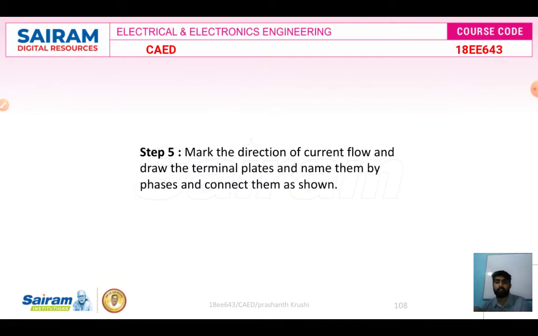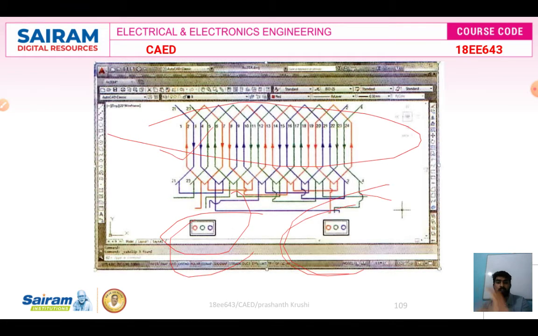Then we have to set the interconnection of the windings. After that you have to place the 3-phase star connection or delta connection diagram. This is a winding diagram. This is how we draw the diagrams. Okay, let's solve one problem now.